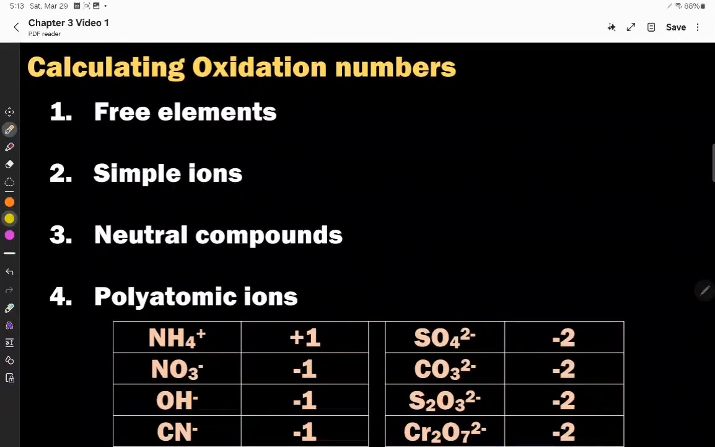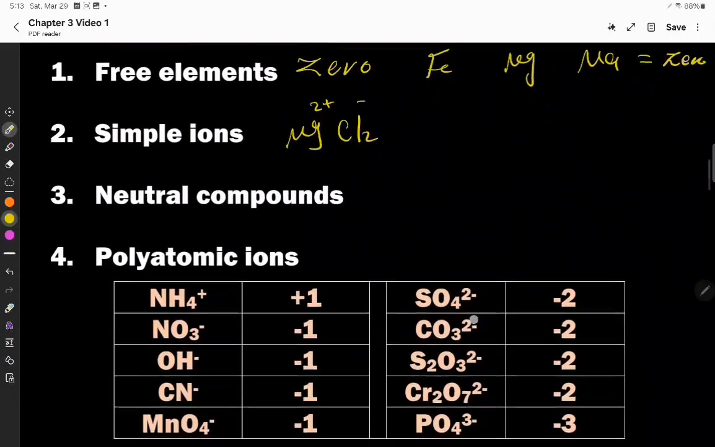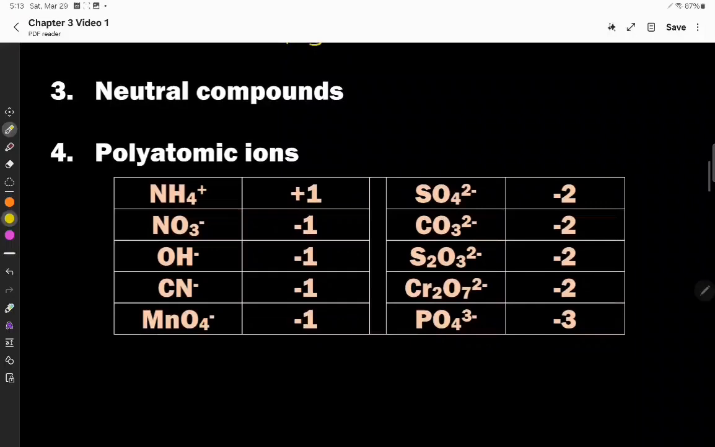First of all, the oxidation number of any free element equals 0. If you have iron, magnesium, or sodium, any element which is in its free state, you will see the oxidation number of it is 0. Now in simple ions, if we have, for example, MgCl2, we said this will be 2 positive, this will be negative. Now in neutral compounds, the oxidation number will be 0.